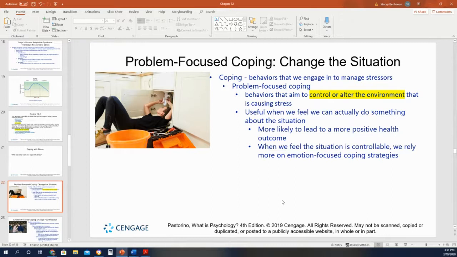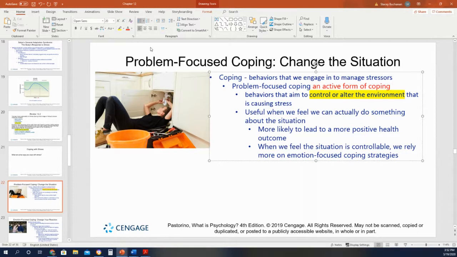So you study. You can think of this as an active form of coping, because you're actively doing something to deal with the stress. So obviously there are situations where you can't control or alter the environment.